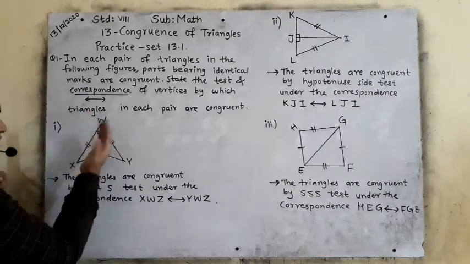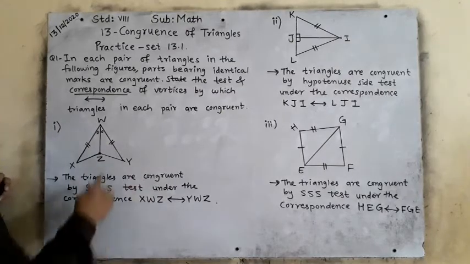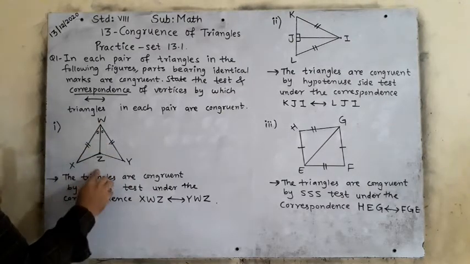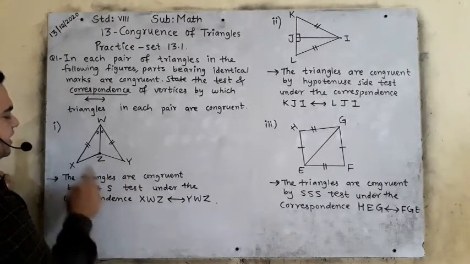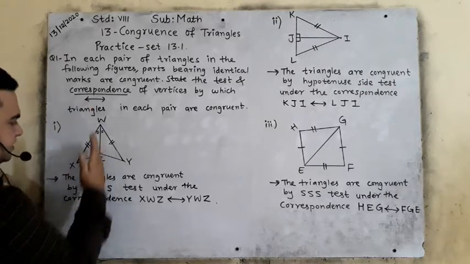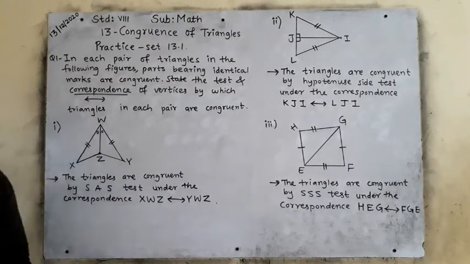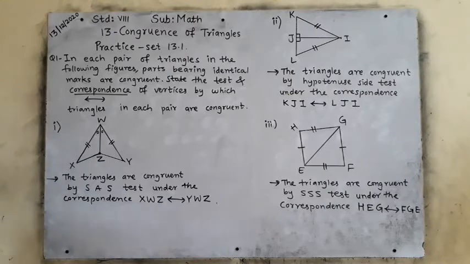WZ is a side that is here and also there, right? So segment WZ, or side WZ, is a common side in both the triangles. So the triangles are congruent by side, angle, side. See, side, angle and this side. Is it clear? You can make identical marks there, no problem.